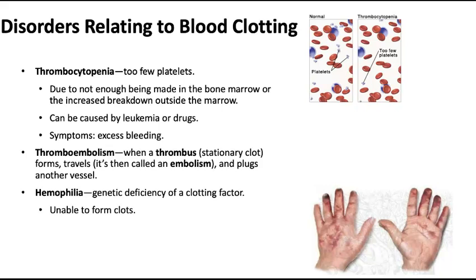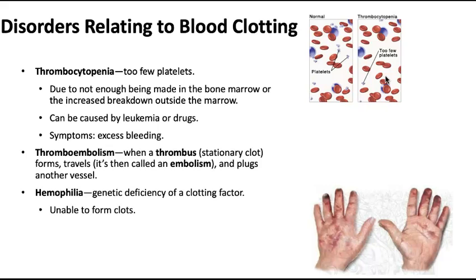What are some disorders related to blood clotting? We have thrombocytopenia, meaning that we have too few platelets, and this is due to not enough being made in the bone marrow, or maybe there's increased breakdown outside of the marrow. This can be caused by leukemia or drugs, and as a result, we can have excessive bleeding.